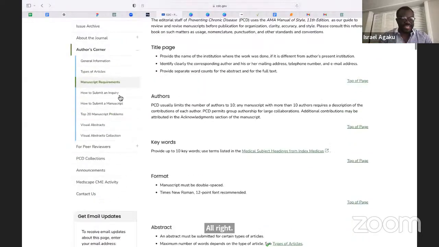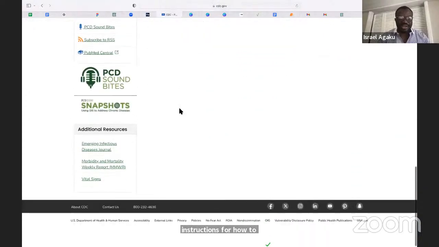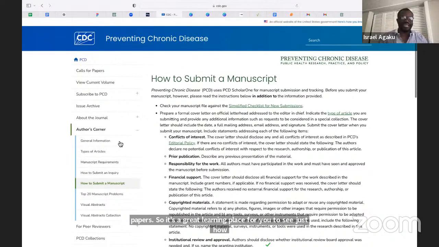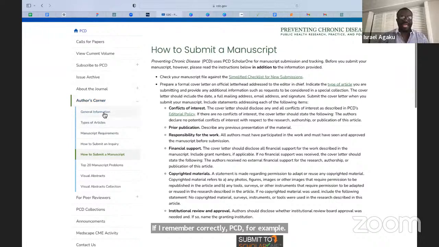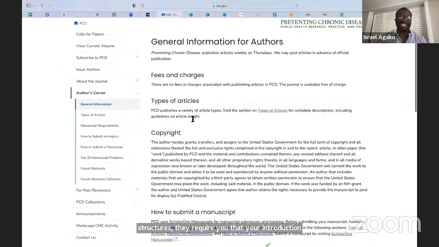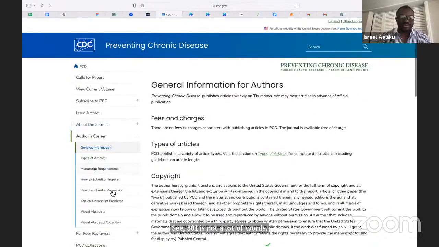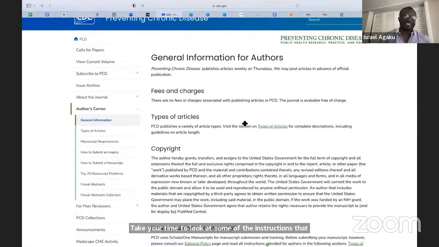You can go through. I think the PCD has one of the most explicit instructions for how to structure papers. So it's a great learning place for you to see just how, if I remember correctly, PCD, for example, structures. They require that your introduction cannot be more than 300 words. See, 300 words is not a lot of words. I will drop the link here and you can read it later at your leisure, right? Take your time to look at some of the instructions that PCD provides to authors. Of course, this is not universal at all.